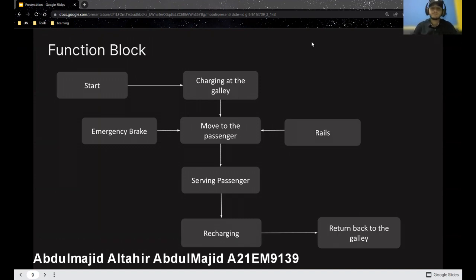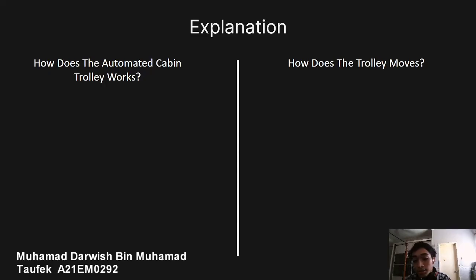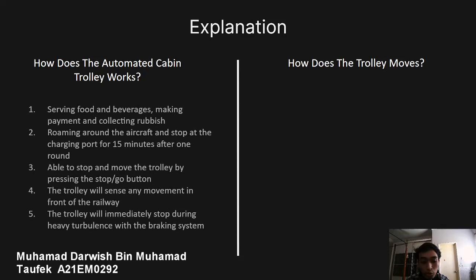Thank you everyone. We will go deeper about our products. I will explain how our automatic cabin trolley works. So basically, it will serve foods and beverages to the passengers and collect rubbish. We also provide a cashless payment by scanning a QR code. So our automatic cabin trolley has a push and stop button on the body compartment, with which people are able to control it from moving.